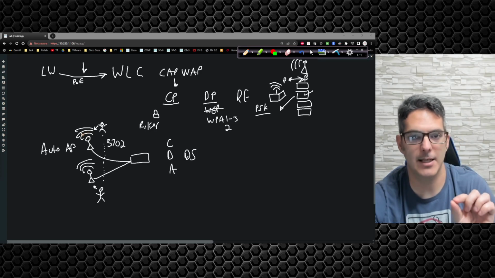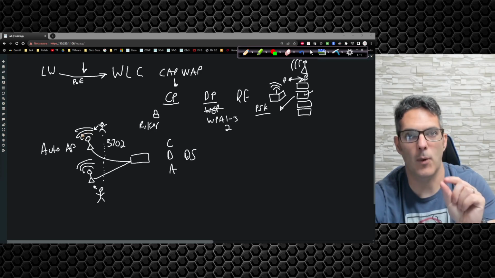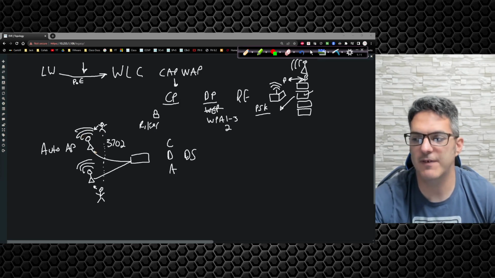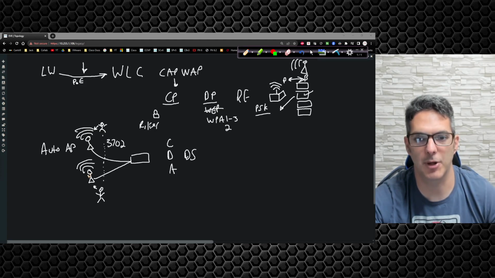It might be the same wireless network, and it might be the same password. But because these APs are not sharing information amongst each other, he has a deassociate, reassociate process that kicks into play.